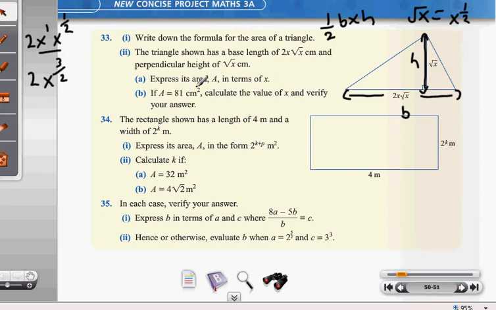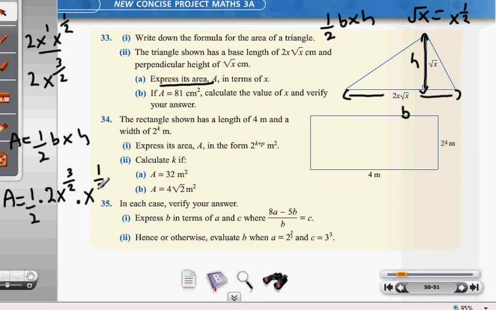We're now asked to express the area. We're looking to find its area. The formula for area is a half base multiplied by height. What we know about the area in this question is it's going to be a half multiplied by 2 to the power of x to the 3 over 2. And we know that the height is x to the power of a half.